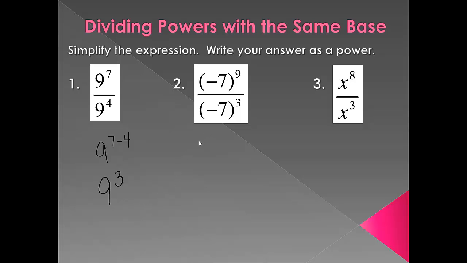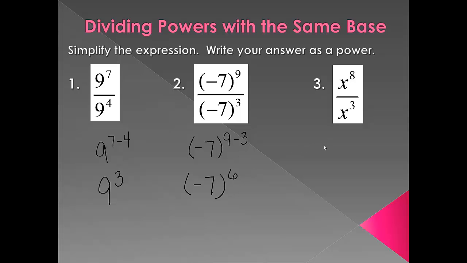For number 2, we have negative 7 to the 9th power divided by negative 7 to the 3rd power. I have the same base, which is negative 7. Don't forget to write that in parentheses, since it's in parentheses in our problem. And then I'll subtract my exponents. So 9 minus 3, and 9 minus 3 is 6. So my answer is going to be negative 7 to the 6th power.